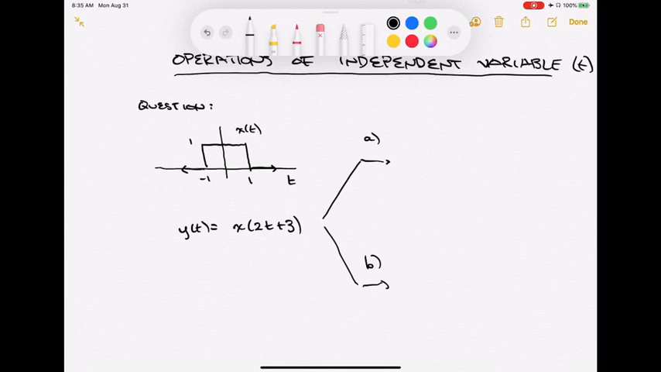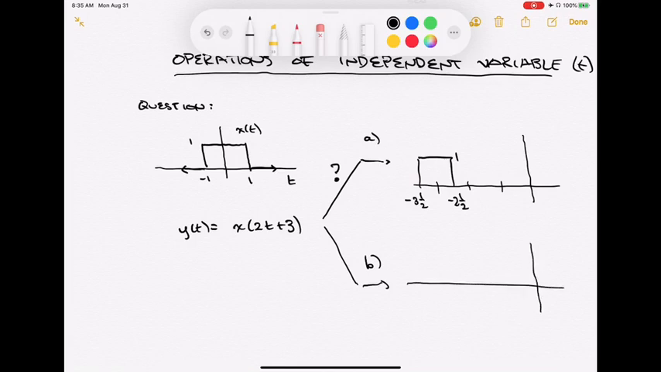What am I going to have option A be? Well, let's go ahead and draw this out for just a minute. I'm going to put my axis in here, and I'm going to have a -1, a -2, and a -3, and I'm going to put a little pulse here at -3, going from -3.5 to -2.5 with height 1, right? And I'm going to put a question mark. Is y of t equaling x of 2t plus 3 equal to that one, or is it equal to maybe this other one?